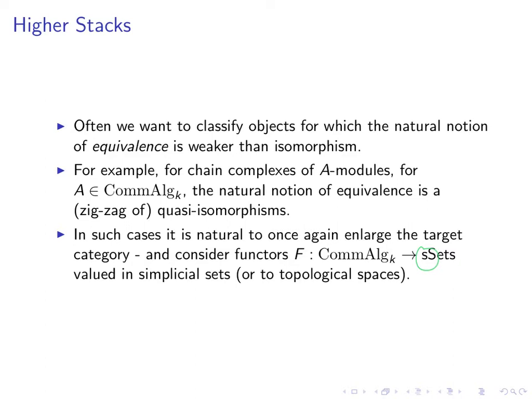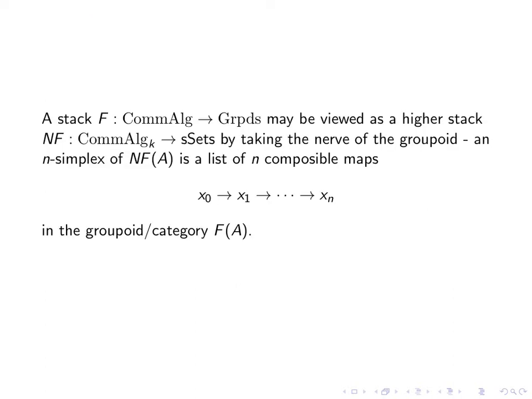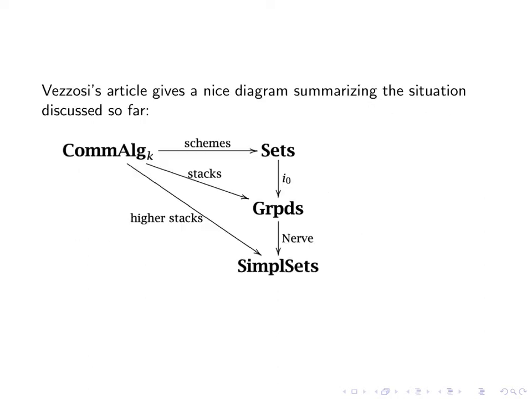Or topological spaces. A stack can be viewed as a higher stack by taking the nerve of a groupoid. So our stack is valued in groupoids. Take the nerve, we get a simplicial set. The nerve again is just that the n-simplices are given by n composable maps.